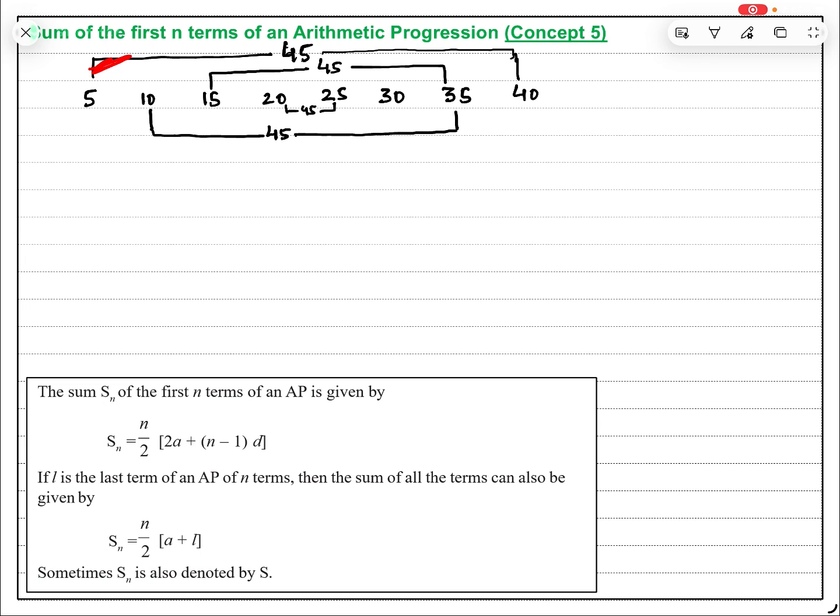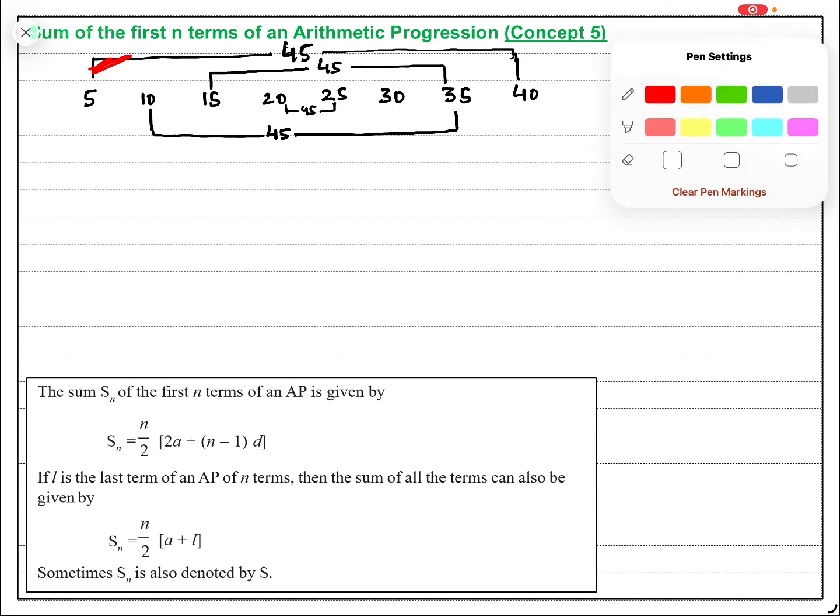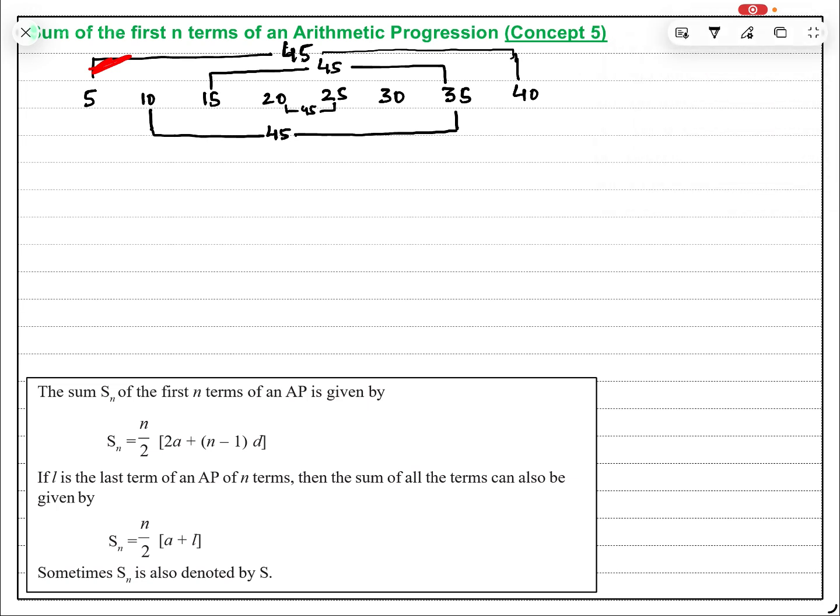So what I have put down here is a series which is 5, 10, 15, 20, 25, 30, 35, 40. And by sheer observation, what I'm seeing is that when I add the first term and the last term, I get the value 45. When I add the second term and the second last term, again the value is 45. The third and the third last is again 45, and the fourth and fourth last is again 45. So what I'm observing here is that A1 plus A8 is 45, A2 plus A7 is again 45, A3 plus A6 is again 45, and A4 plus A5 is again 45.